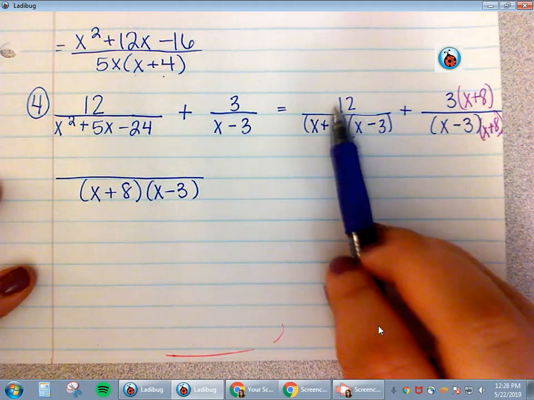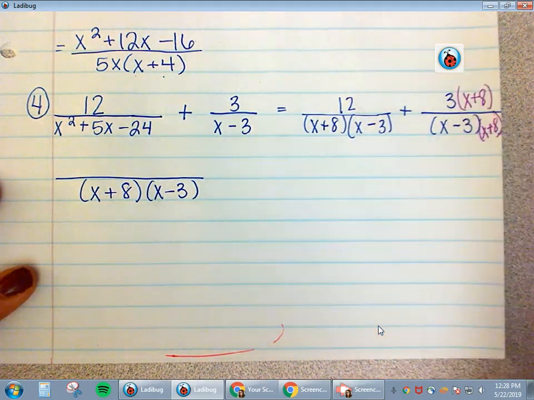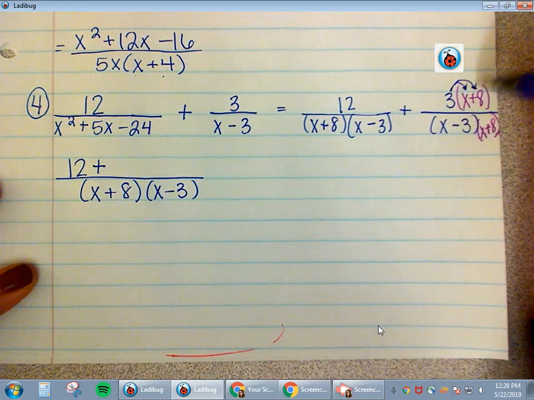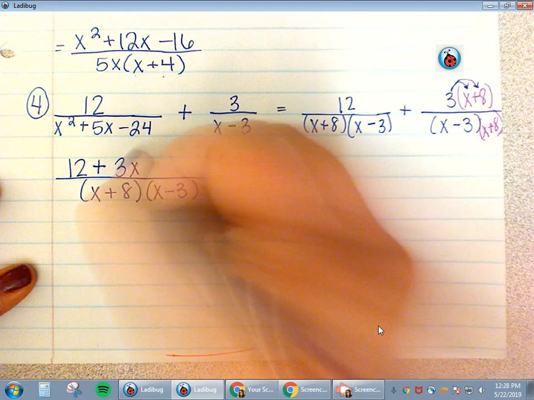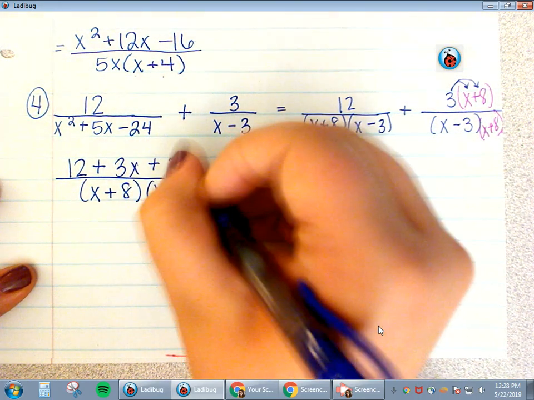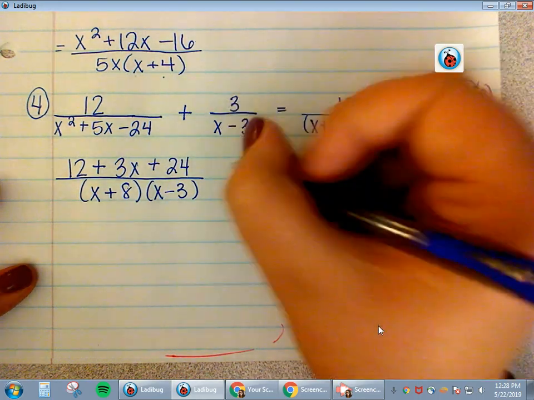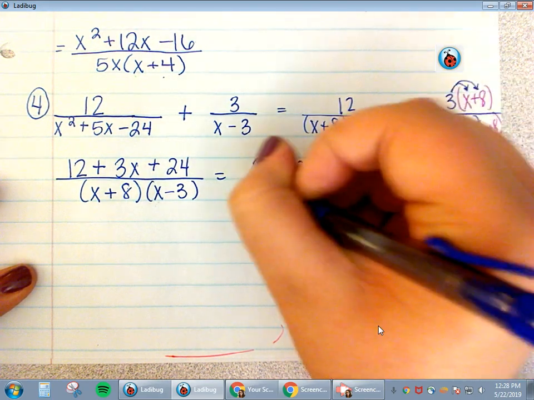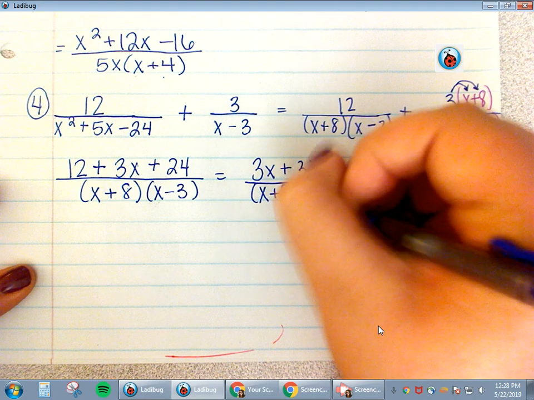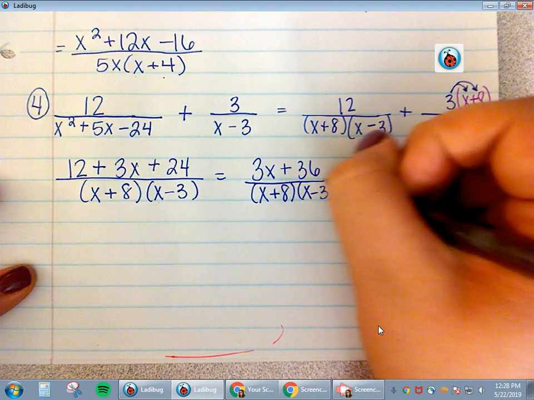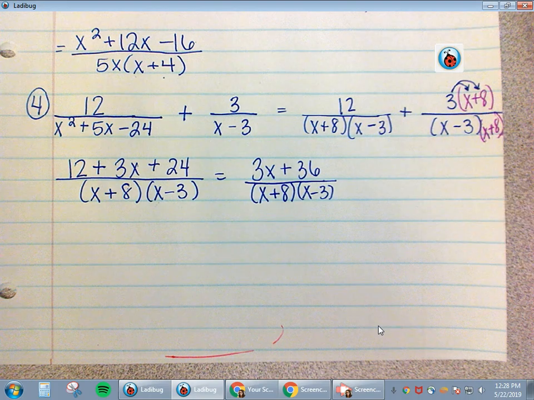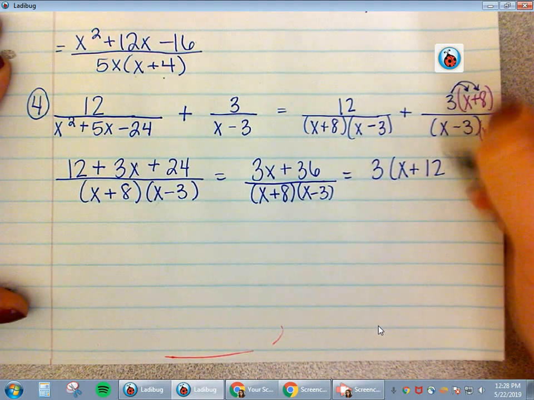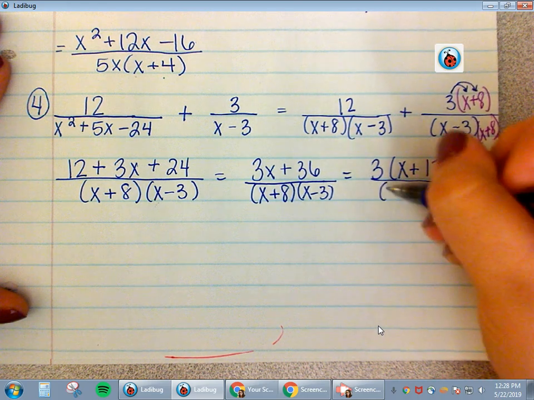So now I've got 12 plus 3 times the quantity x plus 8. I'm going to distribute that as I write it. 3x plus 24. And then let's just clean up the top. The top has a GCF of 3 that I could pull out. And that's all we can do.